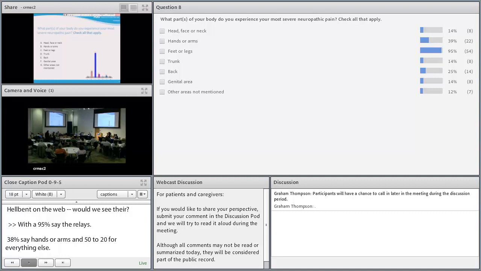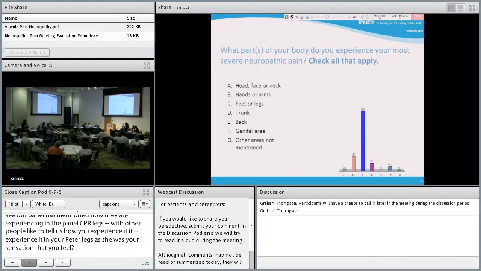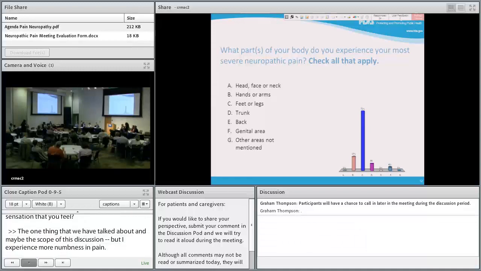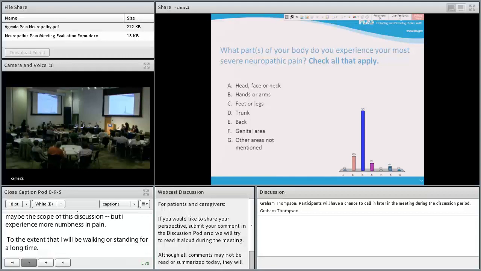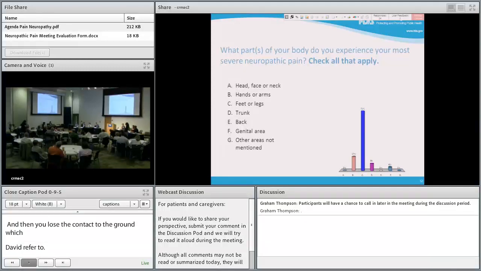Well, one thing that we haven't talked about, and maybe it's not within the scope of this discussion, is that I experience more numbness than pain, to the extent that I'll be walking or standing for a long time, and then I lose the contact with the ground, which David referred to, and I have to hold on to something or shake my foot. I was in a department store with one of my kids buying clothes for him, and we finished that, and then we met some family that we knew, and we started talking in the department store area, and they kept chatting away and chatting away.